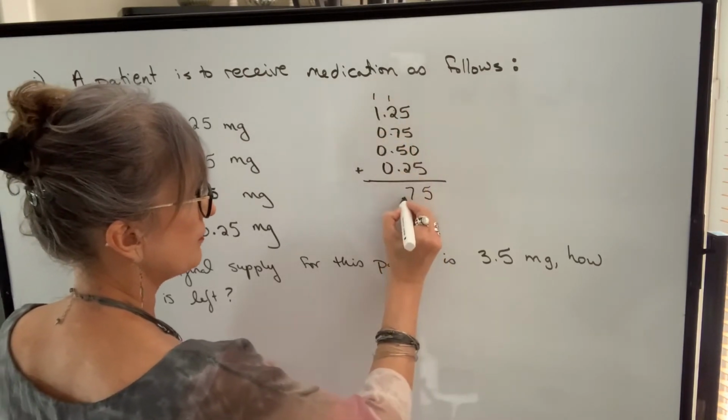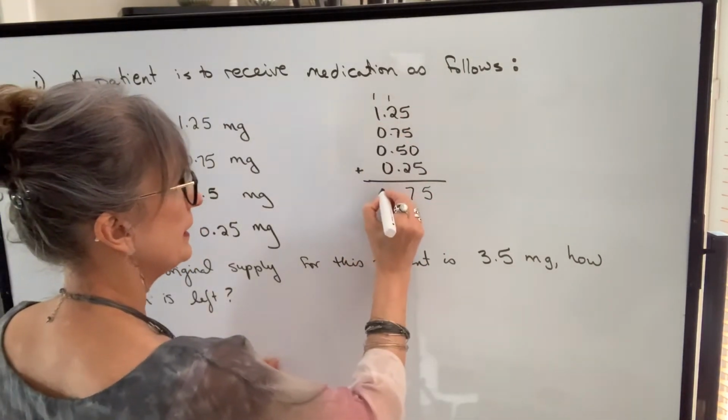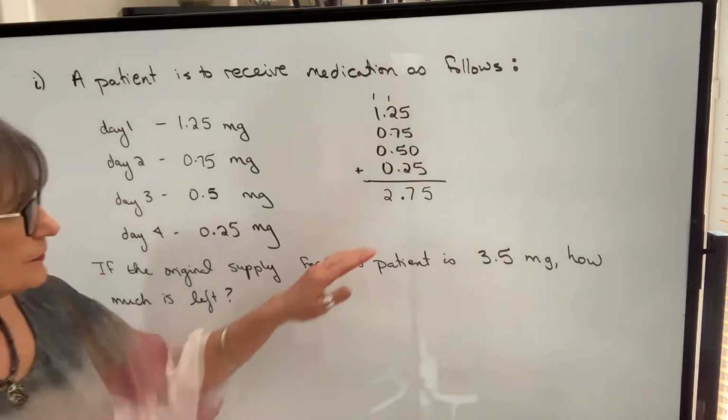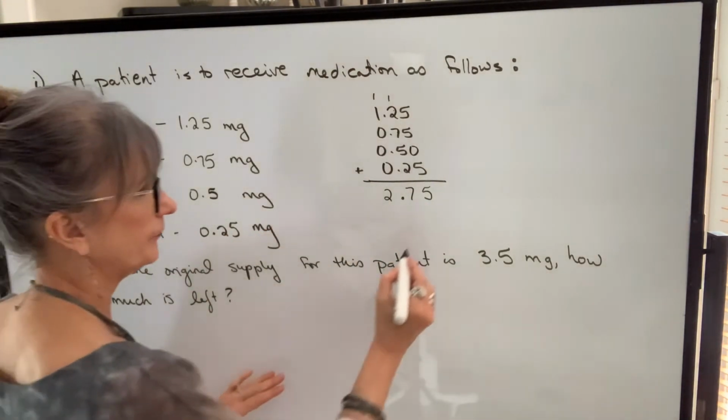Now we have to put our decimal point there. We carry it down into our answer, and then 1 plus 1 is 2. So far the patient has received 2.75 milligrams.